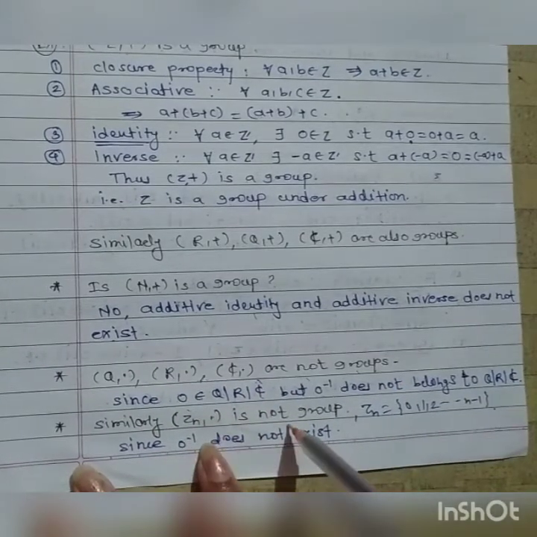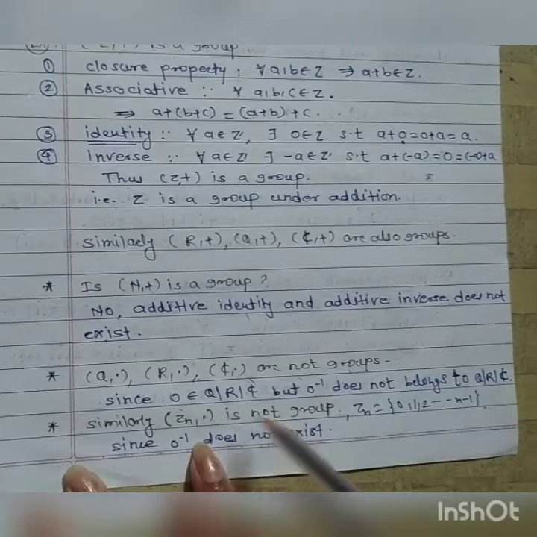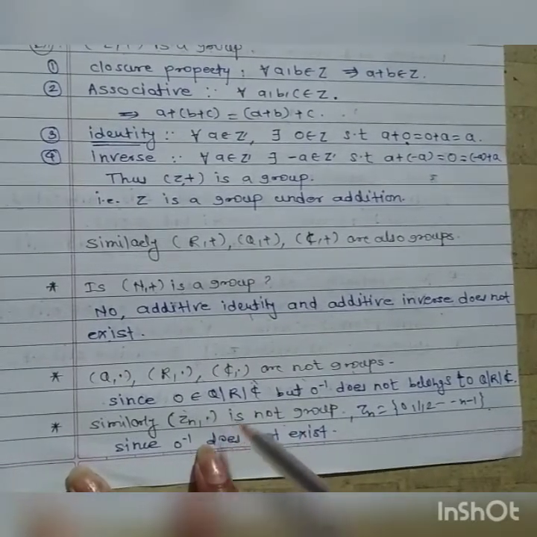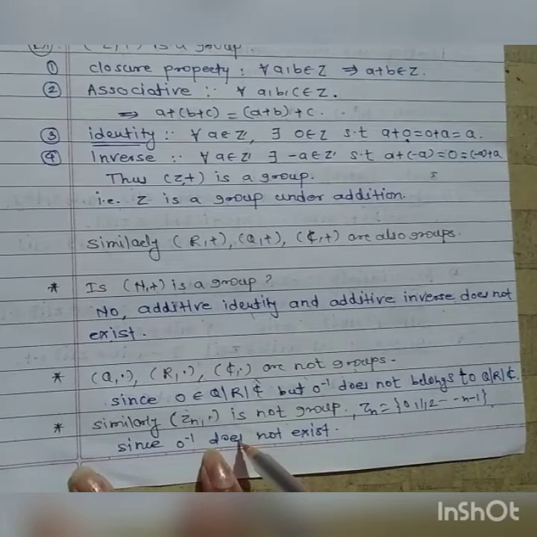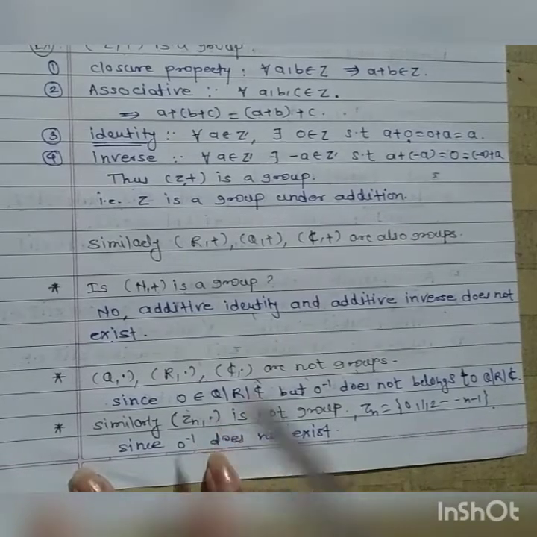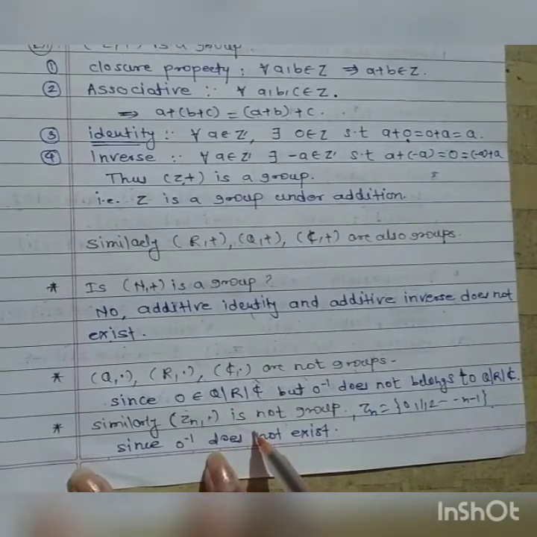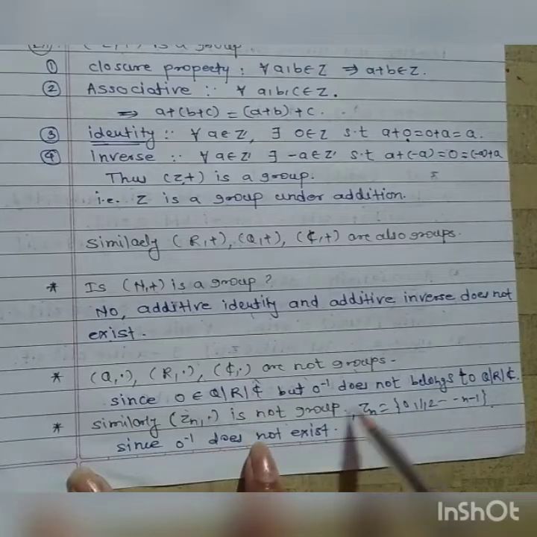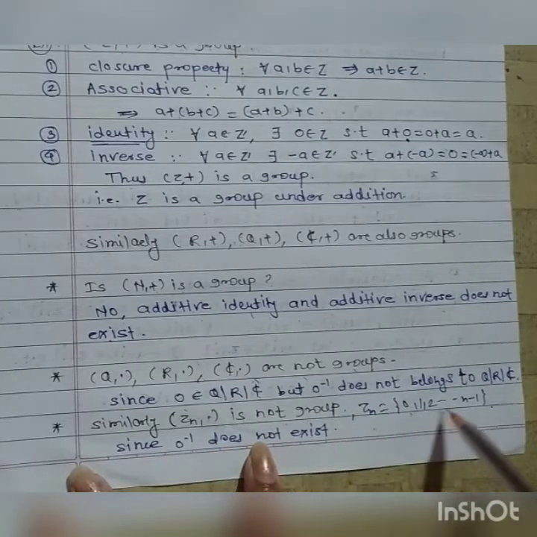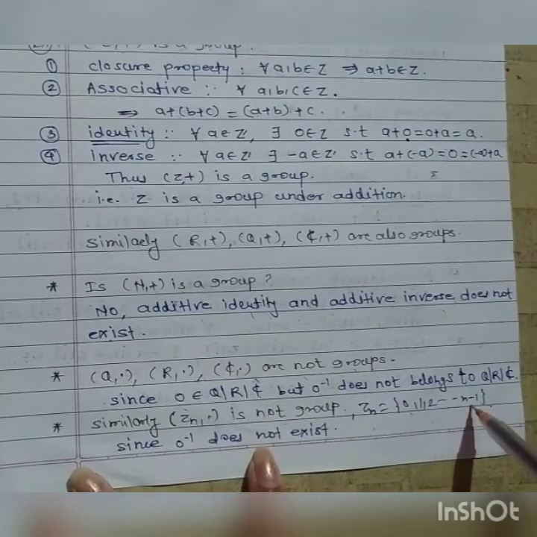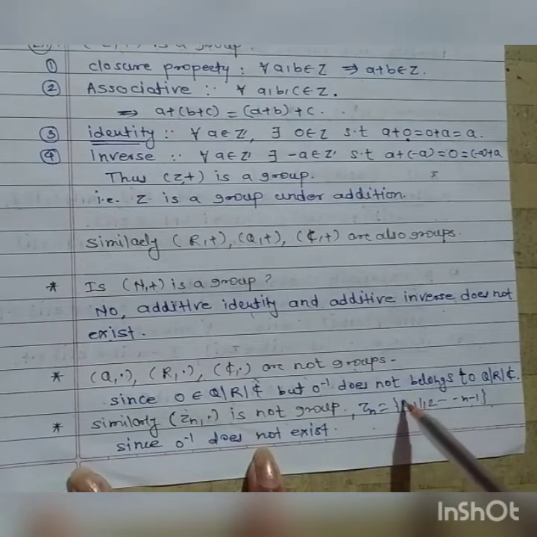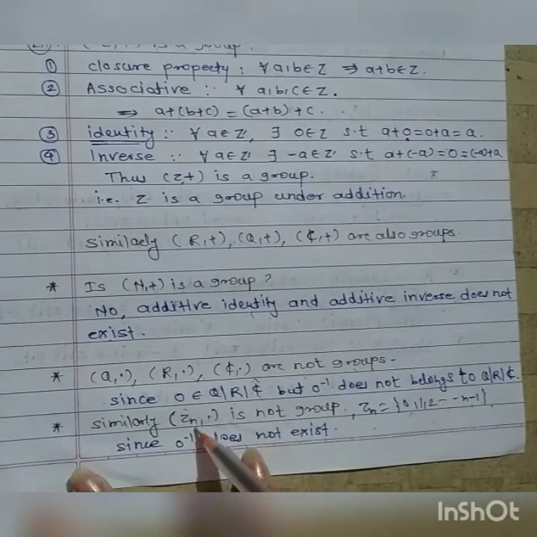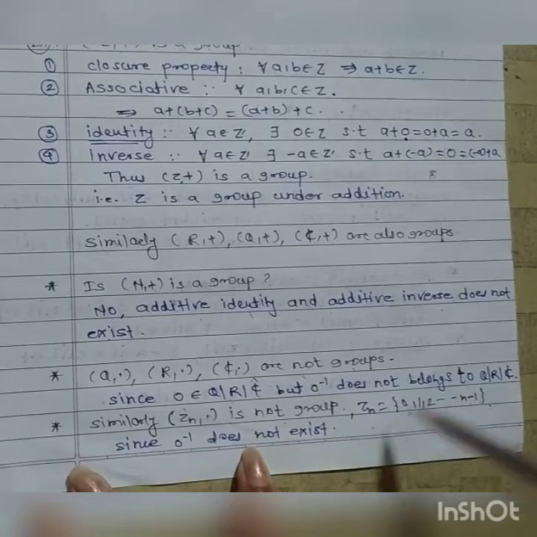Similarly, Zn dot is not a group because in Zn, 0 also belongs, and the inverse of 0 does not exist in Zn. This implies Zn is also not a group. We know that Zn has the elements 0, 1, up to n minus 1. Here 0 belongs to Zn, but the inverse of 0 does not belong to Zn, therefore this is not a group.